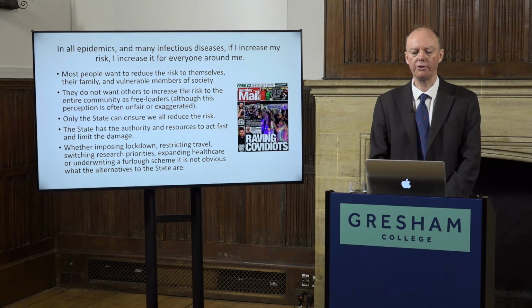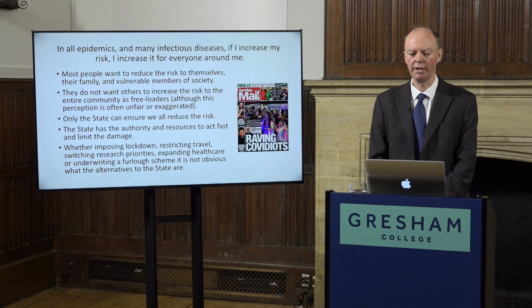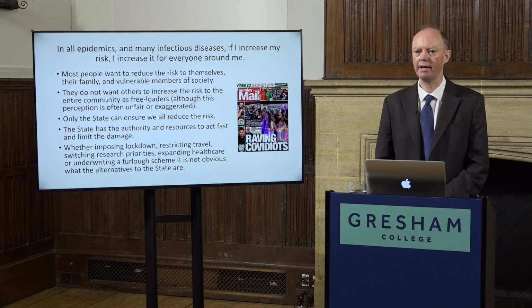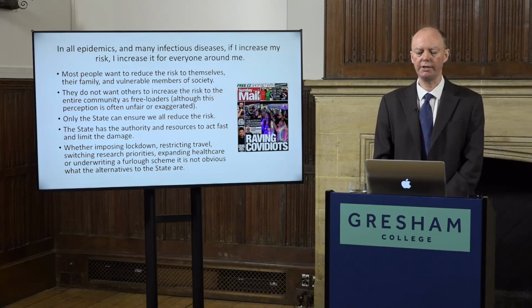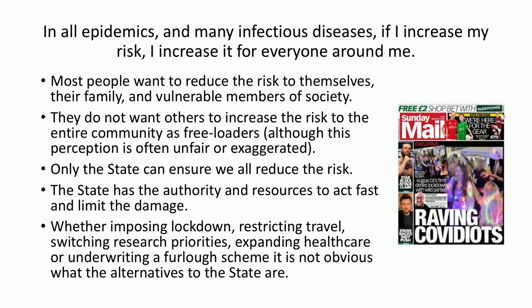And overwhelmingly, people intend to follow advice to protect themselves, their families, but also, importantly, other people. But they also want other people to do so as well, or their own sacrifices and decisions seem in vain. Since in all epidemics and many other infectious diseases, if I increase my risk, I increase it for everyone around me. And if most people want to reduce the risk to themselves, their family, and all vulnerable members of society, which overwhelmingly people do, many people take very altruistic views on this, almost everyone does, in fact, they don't want others to increase the risk to the entire community by, as they would perceive it, freeloading, although this perception is often actually quite unfair or exaggerated.